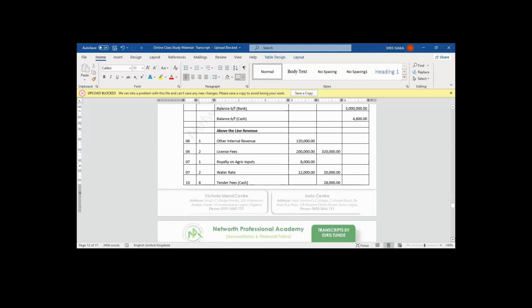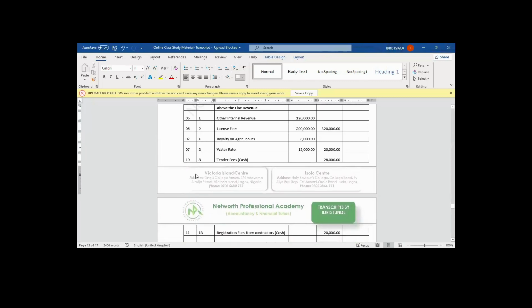Head 10, tender fee. Sub head 8, tender fee. Head 10 only has one item, which is tender fee. That is the reason why I'm taking it to the subtotal. Assuming head 10 has 2 items, this 28,000, I will write it under the amount here in this place. The other item under head 10, I will write it again in this place. But the reason why I take head 10 to the subtotal side is because head 10 has only one item.